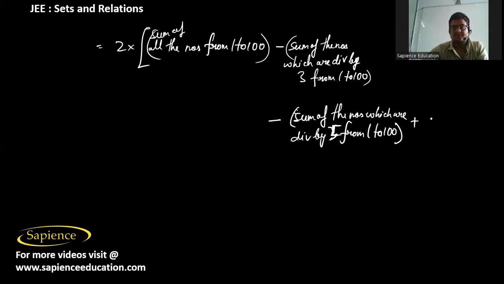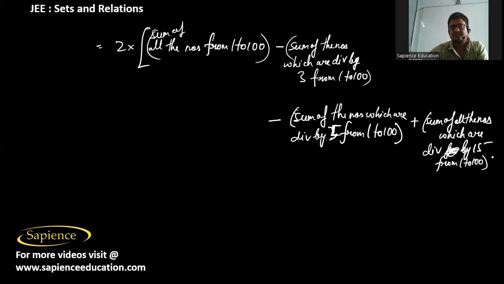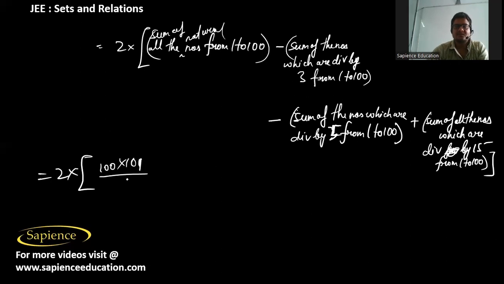plus the sum of all the numbers which are divisible by 15 from 1 to 100. So that will be equal to 2 into the sum of all the natural numbers from 1 to 100. So that will be 100 into 101 by 2, since the sum of n natural numbers is n into n plus 1 by 2.